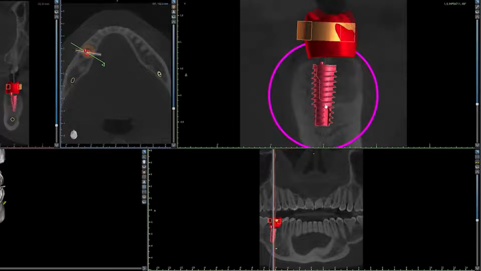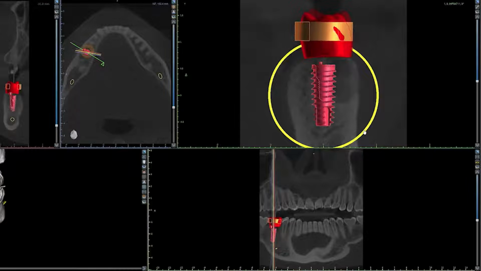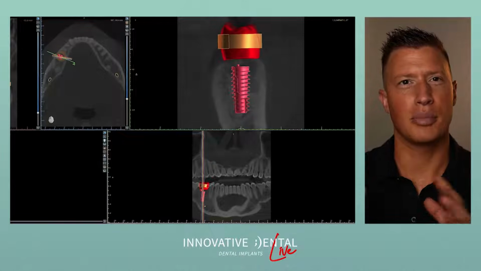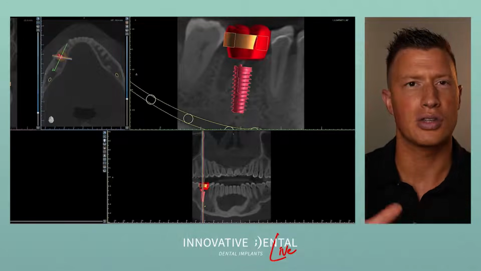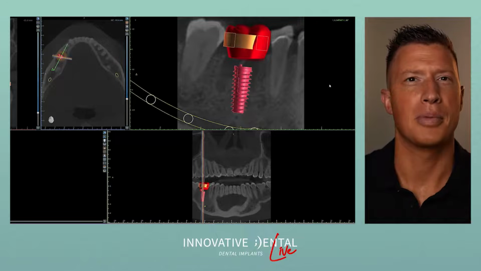Now you can see buccolingually here. I need to move it over a little bit. And now I can assess the length. And now we can see buccolingually that we're going to have good emergence from that implant to be able to create a nice crown and be at the right depth.